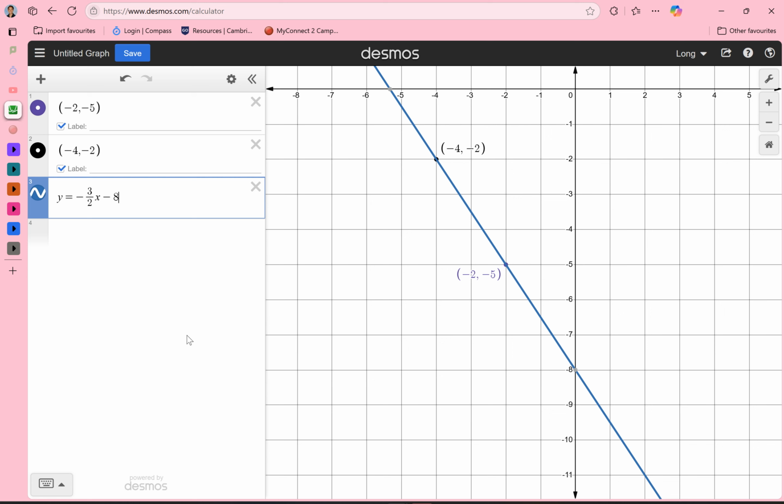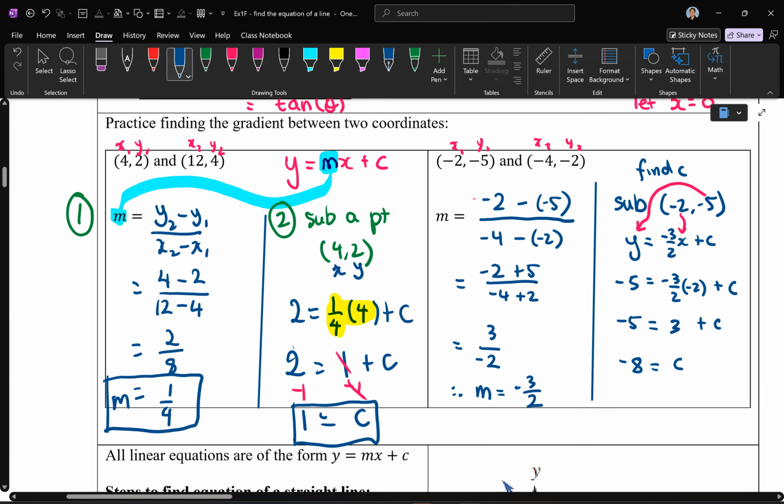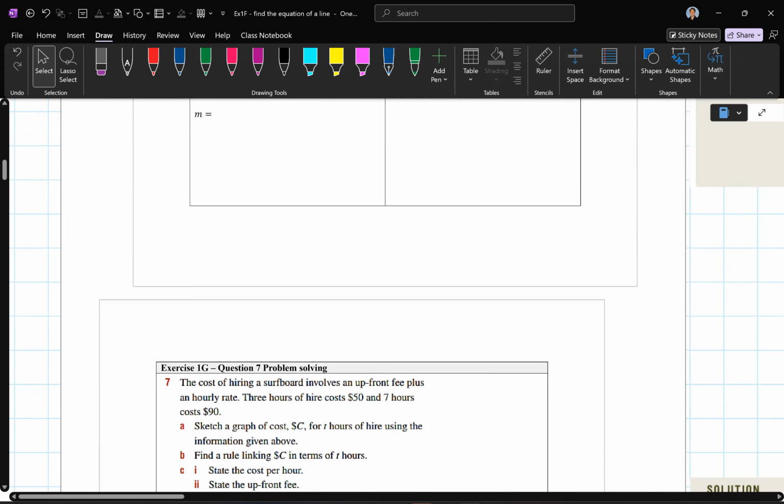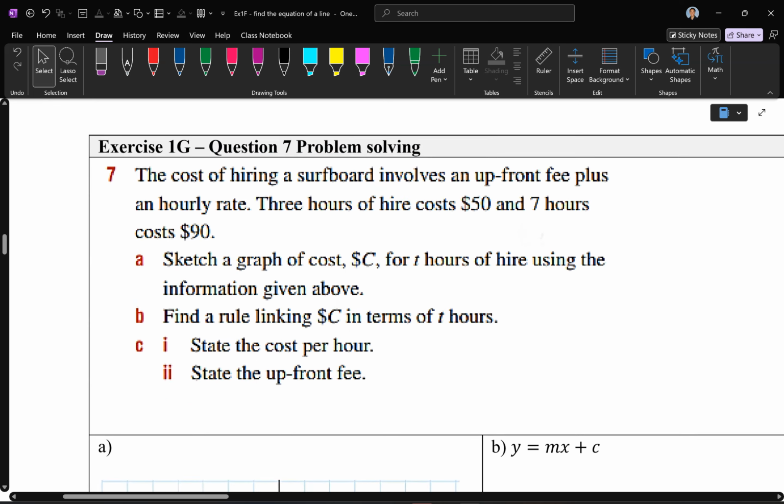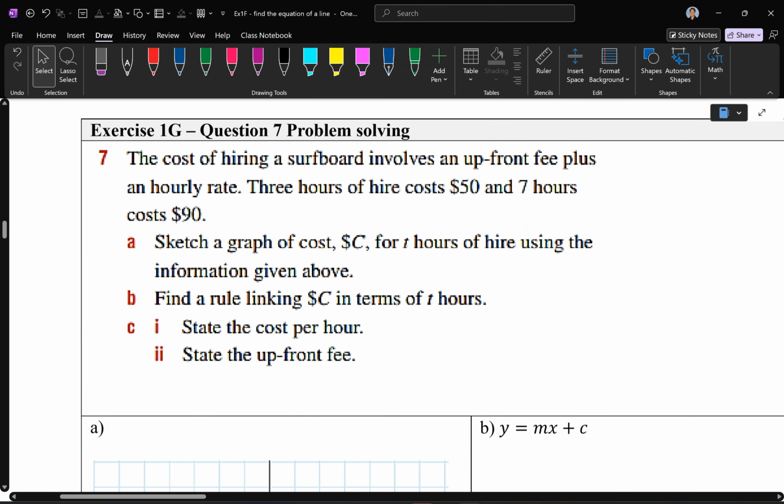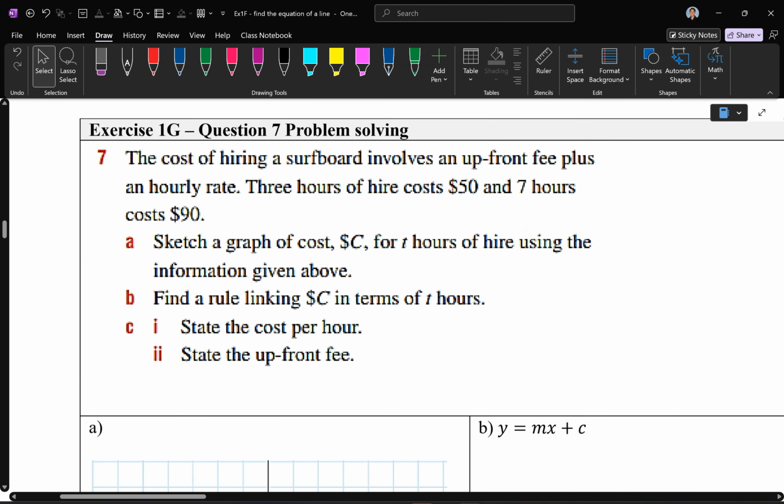Once you're confident with this skill, then I want you to start doing problem-solving questions, which can you turn to the back of your sheet? It's the same idea, but this time they're modeling it. Okay, so turn over. Let's do this example. Here we go. So this is from exercise 1G, question 7, problem solving. Same idea.